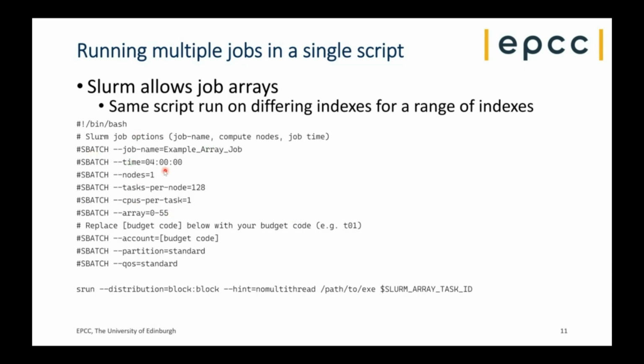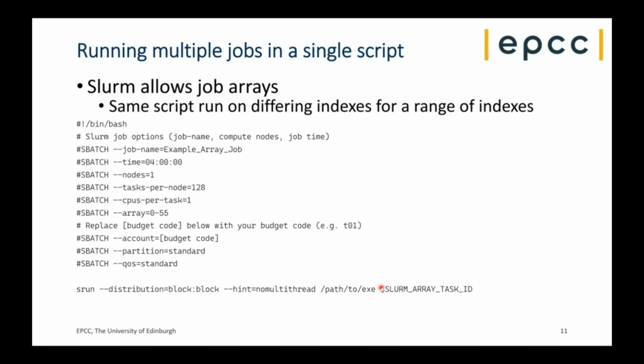Here we've specified each job is going to take at most 4 hours. I'm going to use 1 node and 128 things on that node. But I've got an array of 56 jobs that I'm going to run here. So I've said I want my array to go from 0 to 55, so it's 56 jobs. And each time it runs, it's going to run this line down here on a separate node for 4 hours.